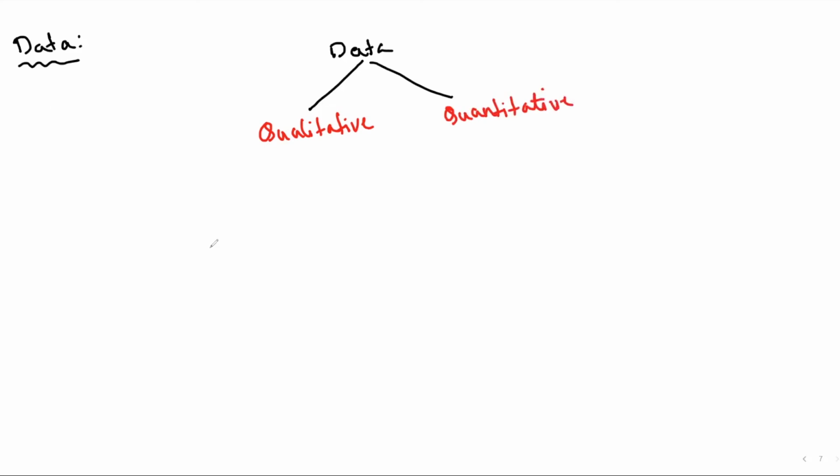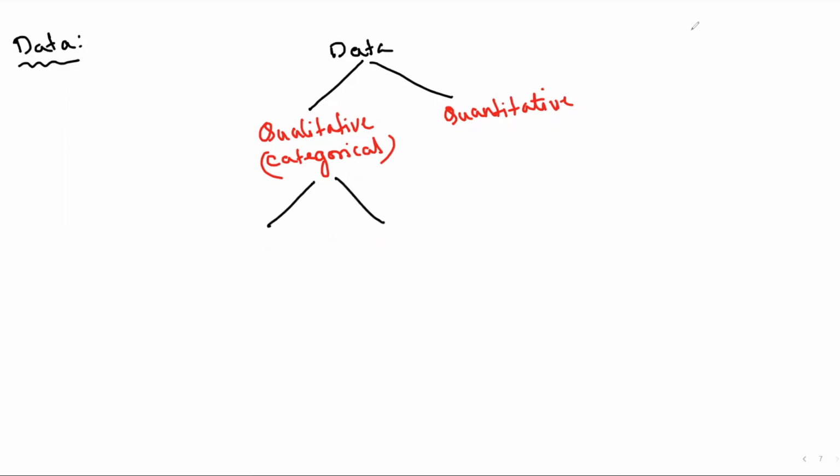This is very important. Try to focus here. Data can be of two types: qualitative, quantitative. Again, qualitative also can be named as categorical. Okay, so again, this particular category can be subdivided into two.